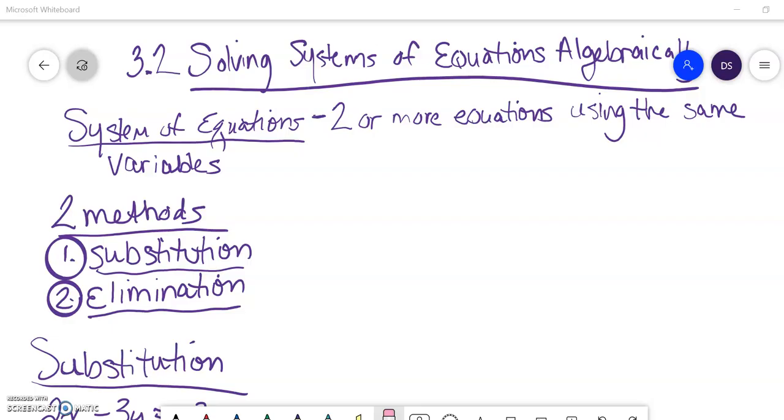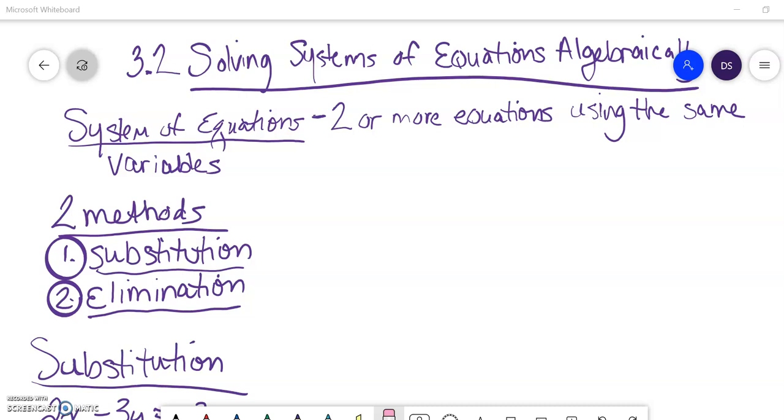A system of equations is when you have two or more equations and they contain the same variables. I'm pretty sure most of you have already learned this, and this will act as kind of just a review, maybe with a little bit more difficulty. So the two methods we're going to discuss today are substitution and elimination.